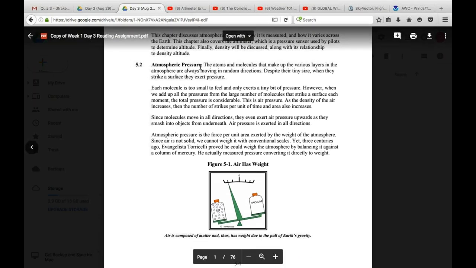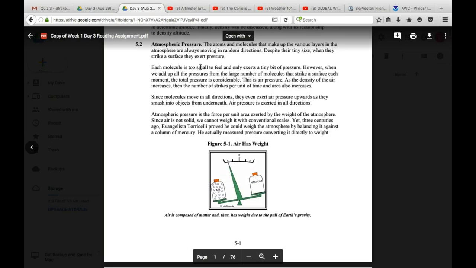The atoms and molecules that make up various layers in the atmosphere are always moving in random directions. Despite their tiny size, when they strike a surface, they exert pressure. Each molecule is too small to feel and only exerts a tiny bit of pressure. However, when we add up all the pressure from the large number of molecules that strike the surface each moment, the total pressure is considerable. This is air pressure.